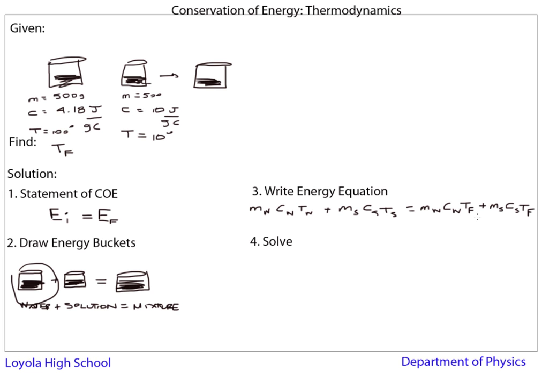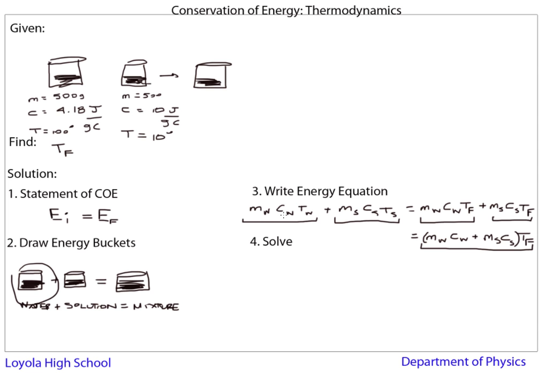We have a common temperature. So a little mathematical thing we do here is that we see that T final is common to both, so we're going to factor that out. Because when the water and the solution settle, they settle at one common temperature. So I'm just going to factor that out like you would in algebra class. There. So this is the thermal energy of the water initially, the thermal energy of the solution, and then here you can see after I factor out the final temperature, this is the final thermal energy of the mixture.